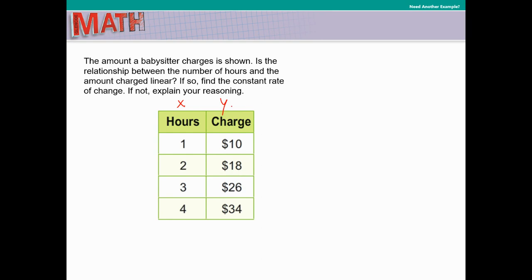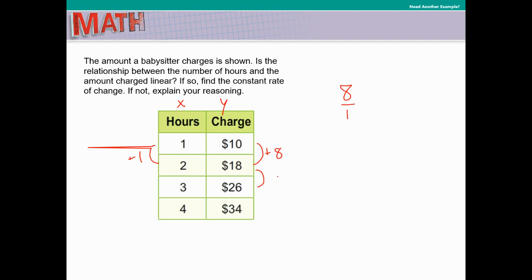Here's a babysitter charging money. And what's the ratio? How much does it change from 10 to 18? You should have said plus 8 here. And how much does the hours change that corresponds? You should have said plus 1. Okay, make a ratio there. 8 over 1. Let's see if it's constant.